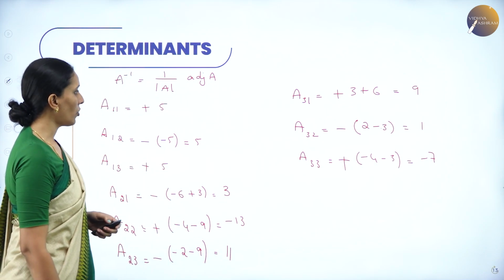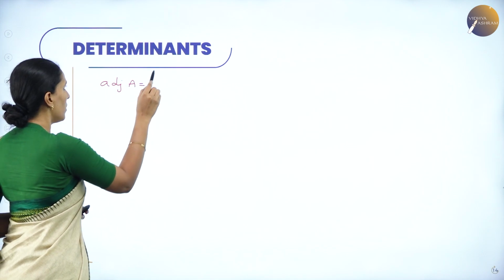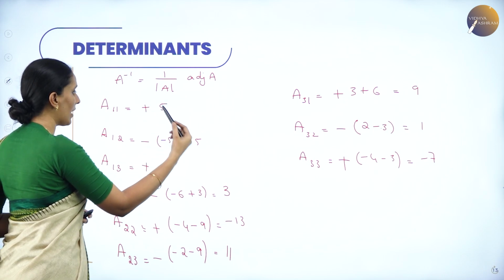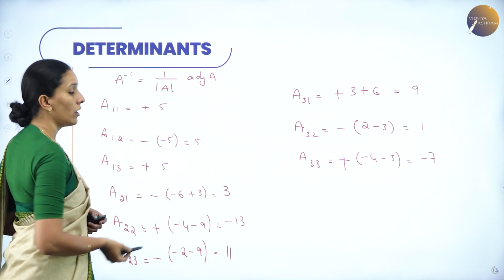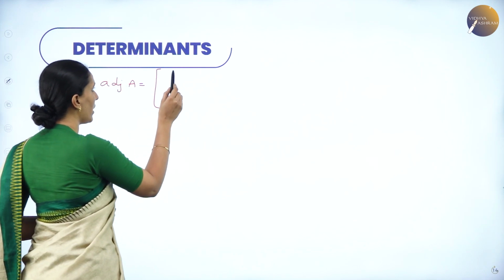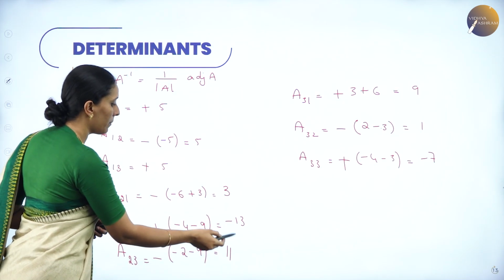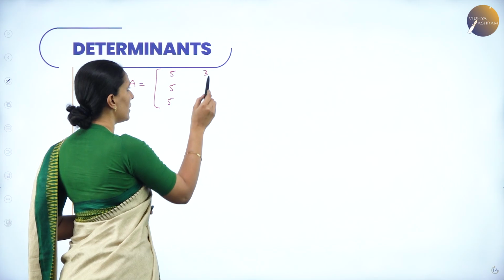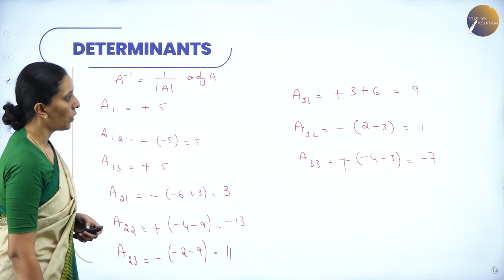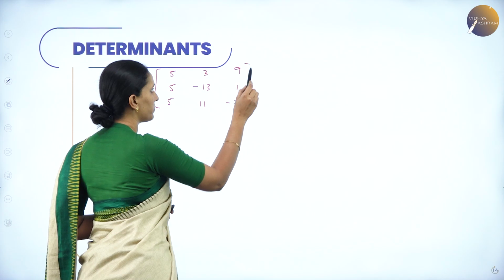Now let's write the adjoint A in order. Let's write A11, A12, A13, that is 5, 5, 5. Let's write it column wise, then we can skip one more step of taking the transpose of the matrix. So let's write it as 5, 5, 5. Next we have 3, -13, 11. Next we have 9, 1, -7.